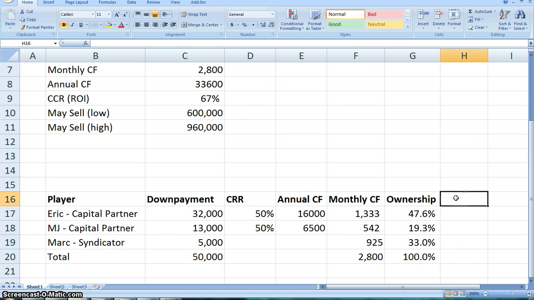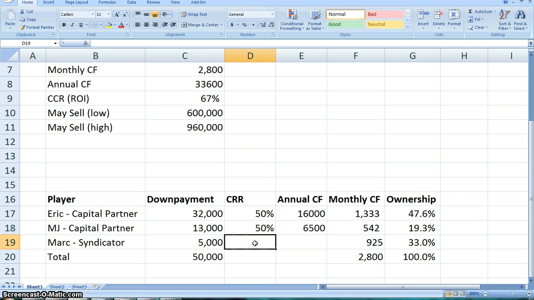Now if we had done it based off of the down payments that people had put in, we would take this number, $32,000, and divide it by the $50,000. The percentages would be much different. Eric would get 64%, MJ would get 26%, and I would only get 10%. Why am I getting so much more? The reason is I'm the one who pulled the card. I'm the one who found that deal, who found that opportunity, who's structuring this syndication together. So rather than basing percentage ownership off of the down payment amount, I'm basing it off of them receiving a 50% cash-on-cash return, equating to this monthly cash flow, which would give them this percent ownership based off the total cash flow from the property.